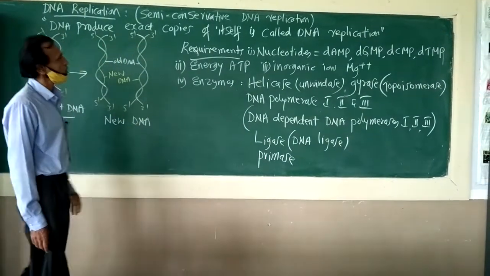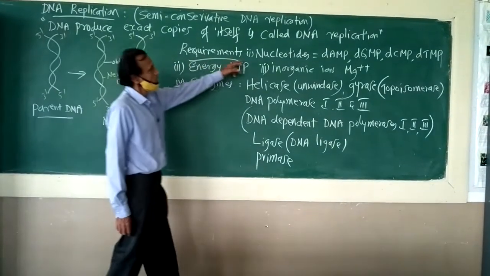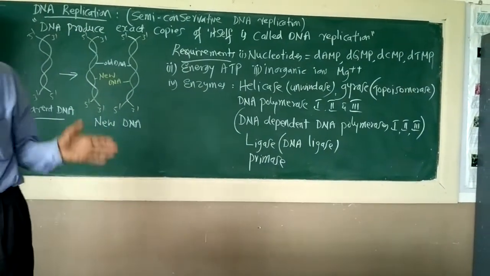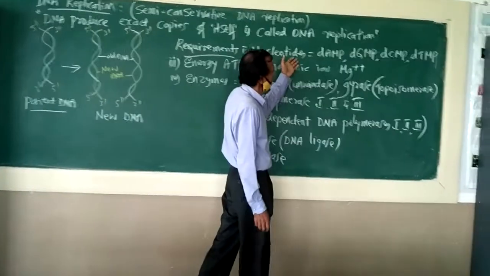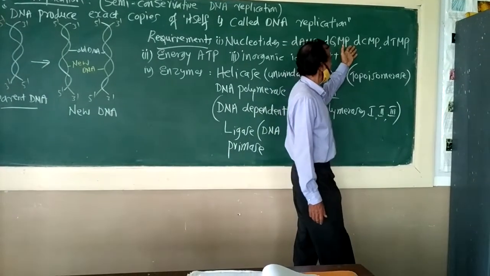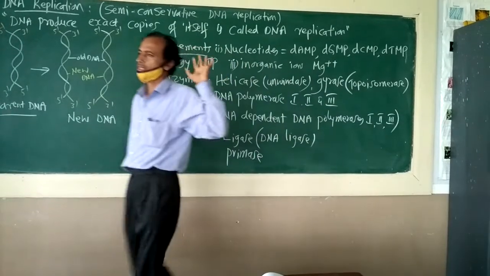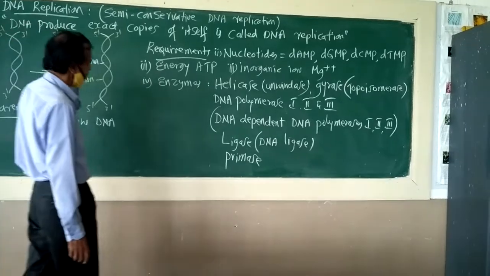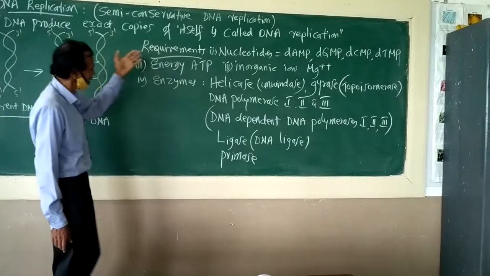Requirements for DNA replication: nucleotides. Nucleotides are the building blocks of nucleic acids. When we are producing new DNA strands, nucleotides are needed. So all four nucleotides: deoxyadenosine monophosphate, deoxyguanosine monophosphate, deoxycytidine monophosphate, and deoxythymidine monophosphate are needed. These are the raw materials for the construction of new DNA strands. They are the bricks from which a new building can be constructed.